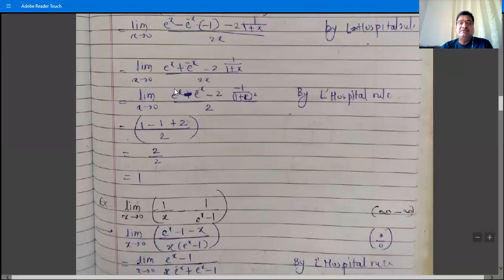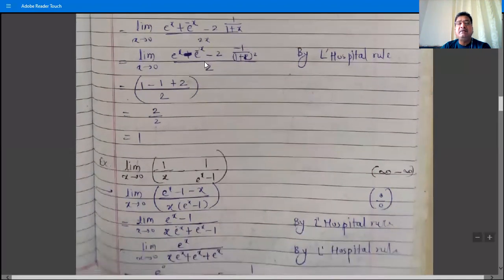So derivative of e raised to x is e raised to x, and derivative of e raised to minus x is what? E raised to minus x into minus 1, so here we have minus sign. Minus 2, the derivative of 1 by 1 plus x is what? Minus 1 by (1 plus x) square, since derivative of 1 by x is minus 1 by x square. So minus 1 by (1 plus x) square, divided by 2x, derivative is 2, and then substitute x as 0. So e raised to 0 is 1, minus sign, e raised to 0 is 1, plus minus minus become plus 2, and 1 by (1 plus 0) square, that value is 1. So plus 2 divided by 2. So we have 2 by 2, that is 1, the answer.